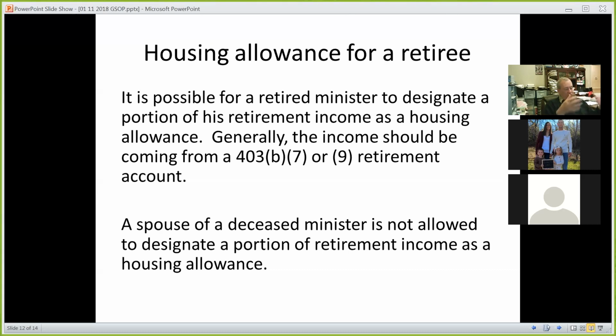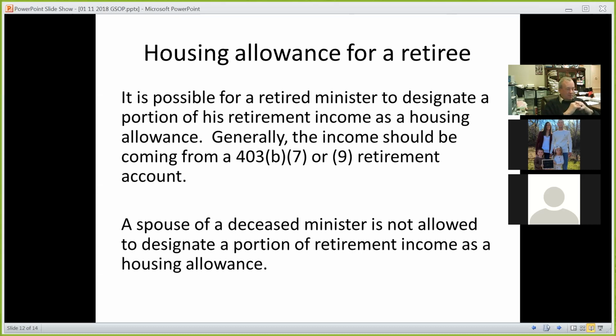Let's talk about some other, well, before we go there, let's talk about the spouse. The spouse of a deceased minister is not allowed to designate any portion of retirement income as housing allowance. So say he got started paying out from this 403(b) account and he took a payout where when he passes away, his wife gets 50% or 100% of what he was getting. And he lives for 10 years. And during that 10 years, he designates some portion of that retirement income as housing allowance. That's just fine. And he gets to exclude that from income because it's housing allowance. Now he passes away and his wife starts collecting on that retirement account. Because she was not the minister, she can't designate some portion of that retirement money as housing allowance. And that just makes sense.